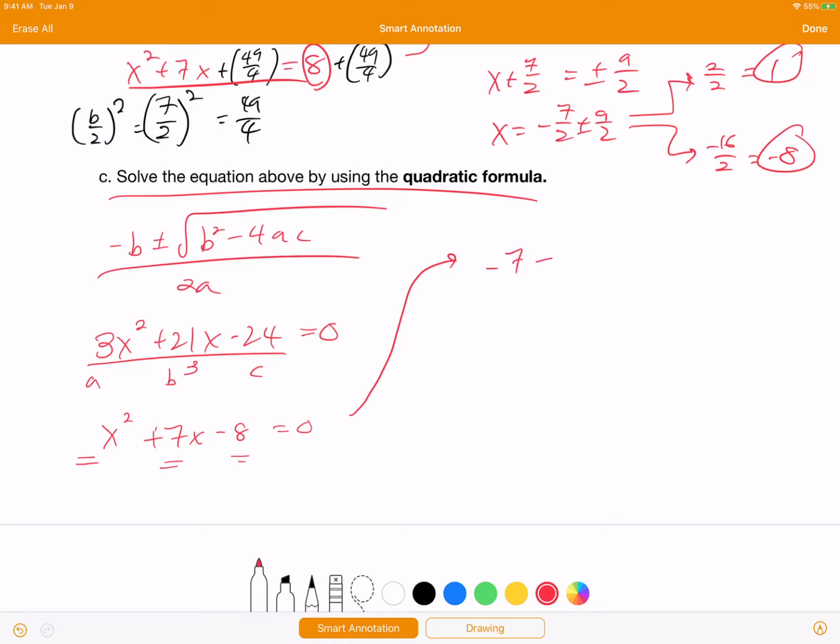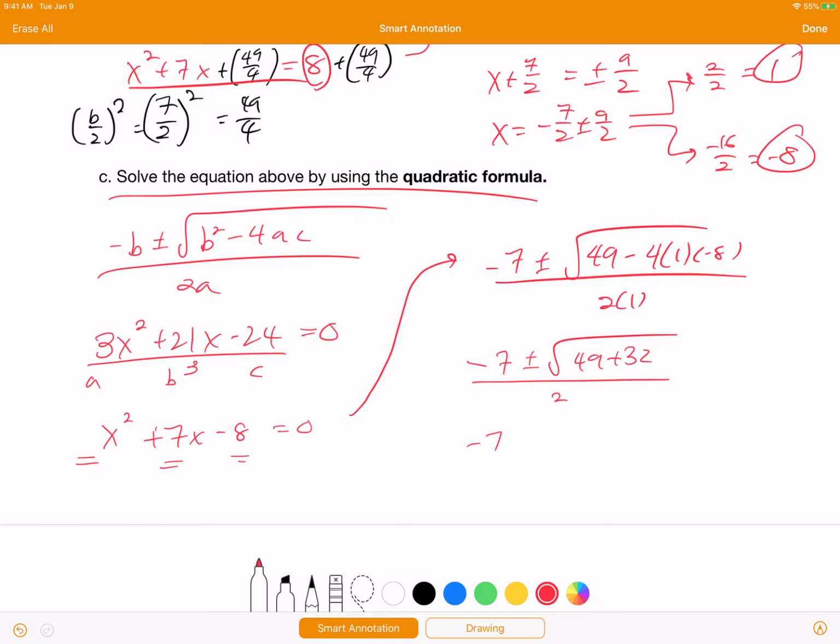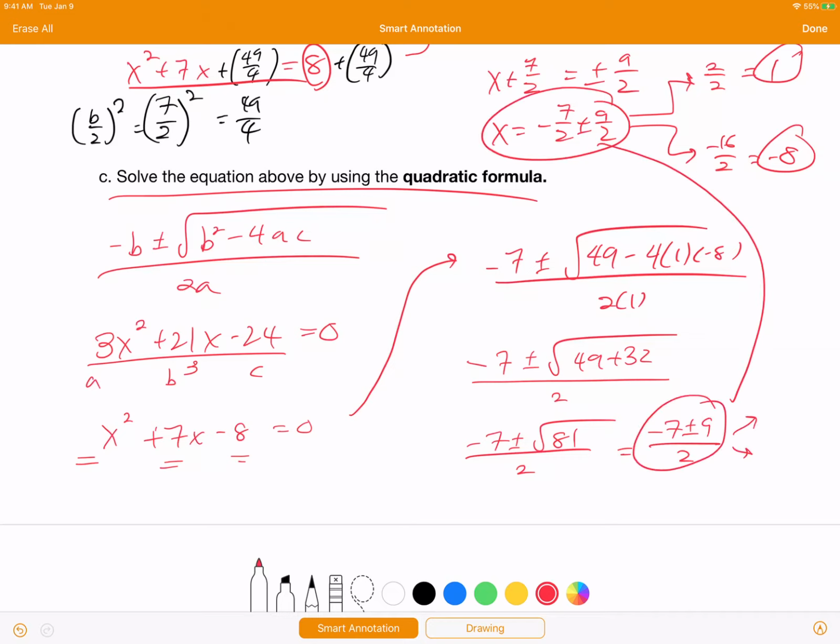So this will be negative 7 plus and minus the square root of 49 minus 4 times 1 times negative 8 all over 2 times 1. Negative 7 plus and minus the square root of 49 plus 32 over 2. So that will be the square root of 81 over 2, negative 7 plus and minus 9 over 2, which will get you the exact same thing as what you have gotten before, which is positive 1 and negative 8.